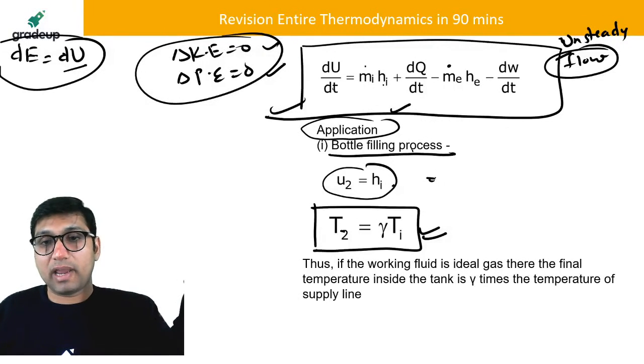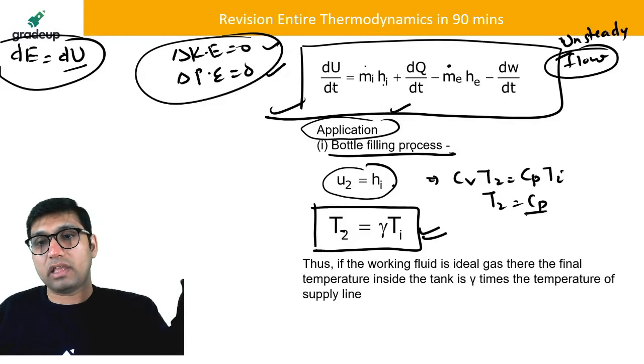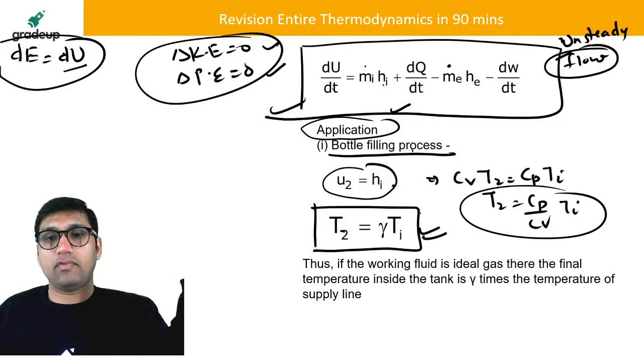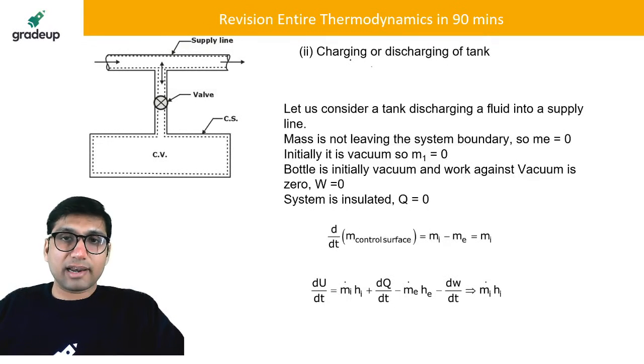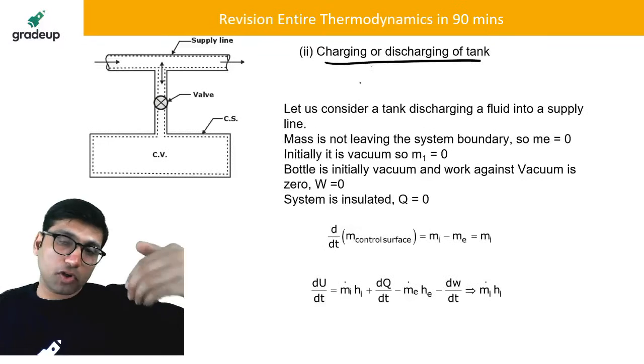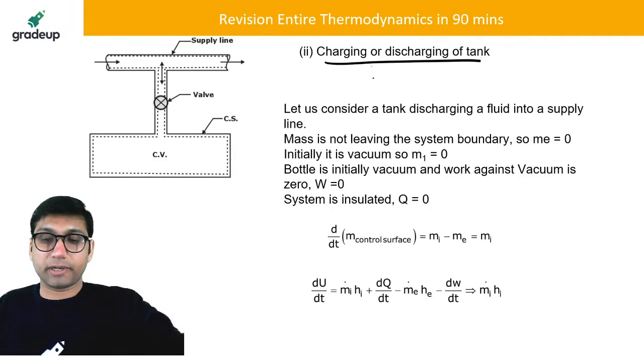Okay, so from here you will be getting Cv T2 equal to Cp T1. So T2 will be equal to Cp by Cv times T1. So T2 will be equal to gamma times T1. This is a very important result. Next application is charging or discharging of a tank. In charging and discharging of a tank also you will be using the unsteady flow energy equation.